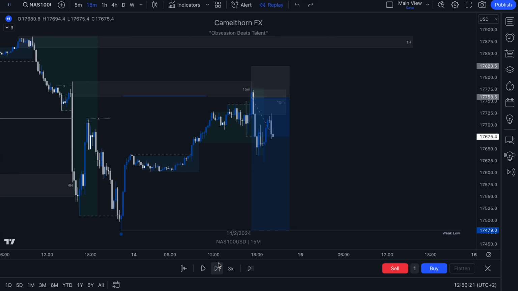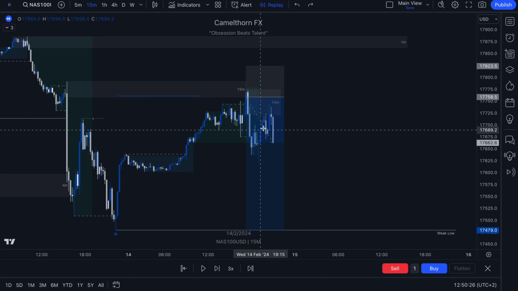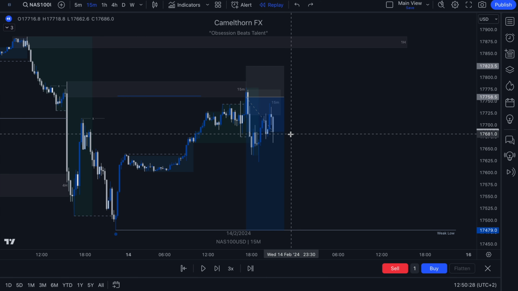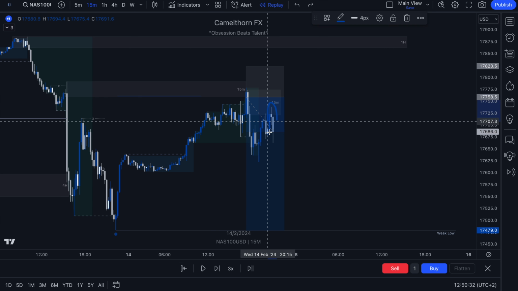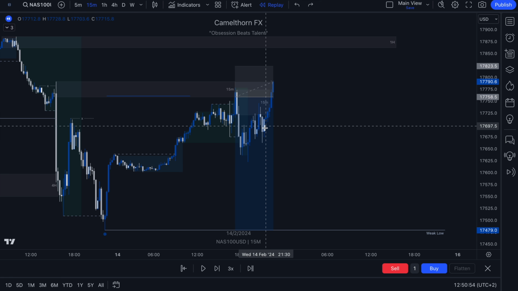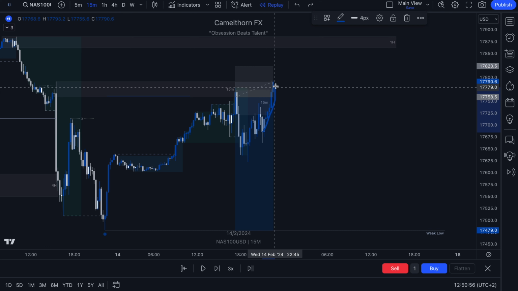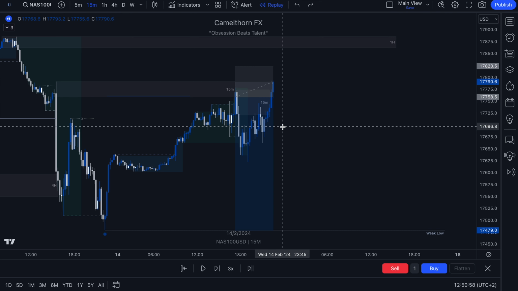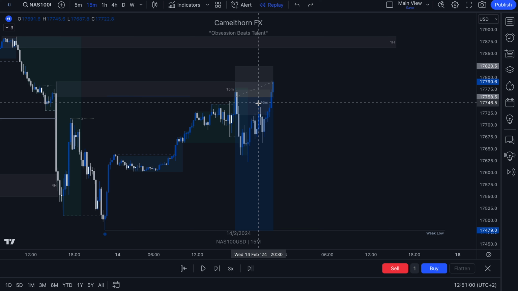After that initial mitigation, we get another little tap into the area, a slightly deeper mitigation of the 15-minute supply, and then we get this bearish reaction out of the area. Now I want you to pay close attention to what happens next. Price action experiences another bullish push to the upside in here, which ultimately generates this internal break to the upside.